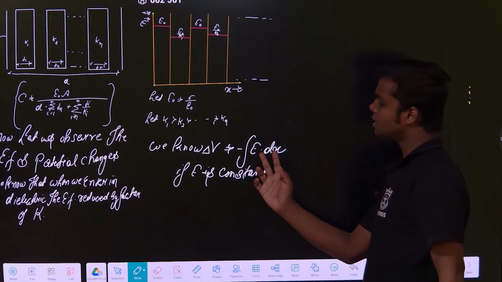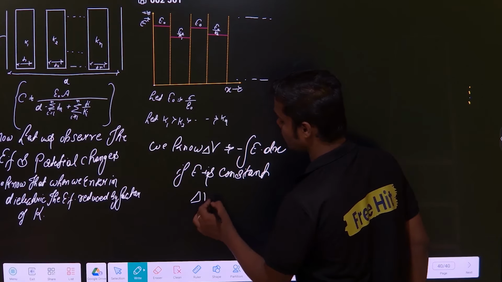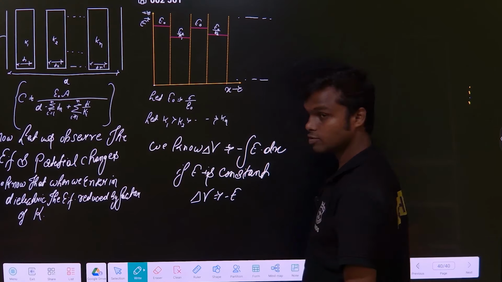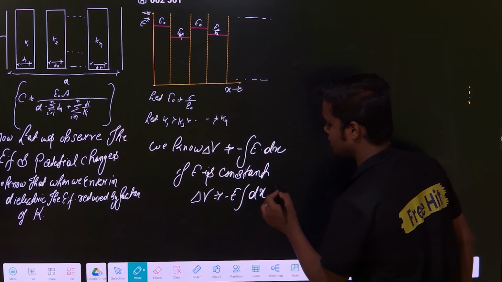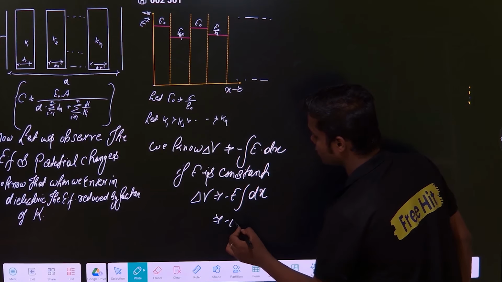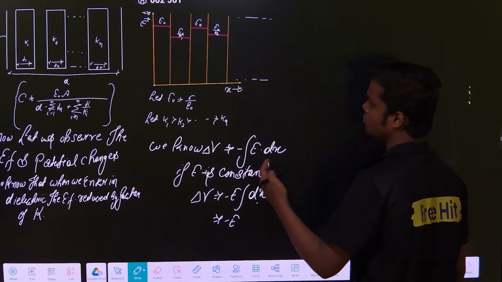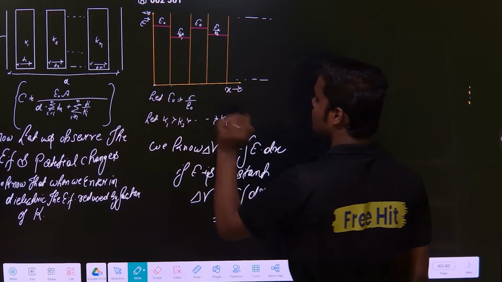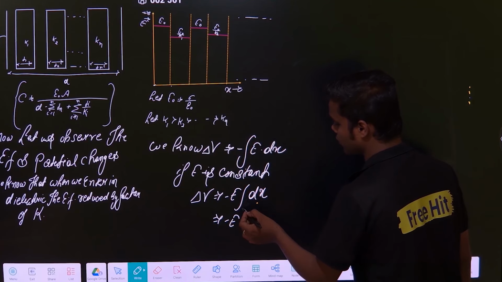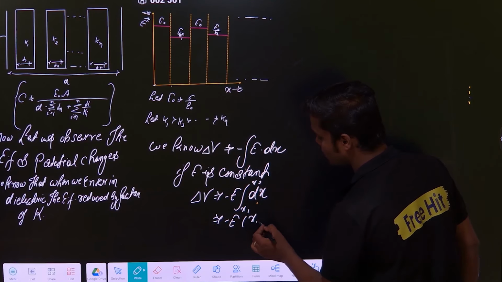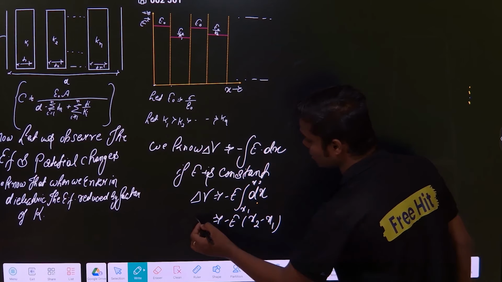and if you are integrating a constant function, so my delta V will be what? E is constant, so I can take it outside, correct? For a particular region, suppose I am talking about this region, E is constant, I can take it outside and integrate dx. It will be something as a function of x, correct? Suppose I am integrating from here to here, from x1 to x2, so this will become x2 minus x1, is equal to delta V.